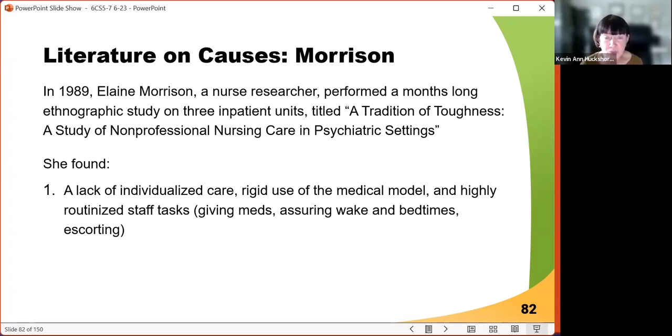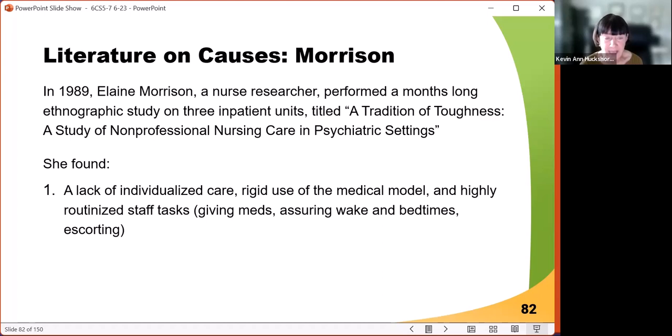She went into 2 units and spent 6 months there hanging out. So she was doing what's called qualitative research, kind of ethnographic research, which is what anthropologists do when they go in to study a new civilization that they want to learn about. They hang out until nobody pays any attention to them anymore. They don't get involved in anything. They're just kind of like flies on the wall, and they watch the population that they're trying to learn about. So she did that on these 2 psychiatric units for 6 months.